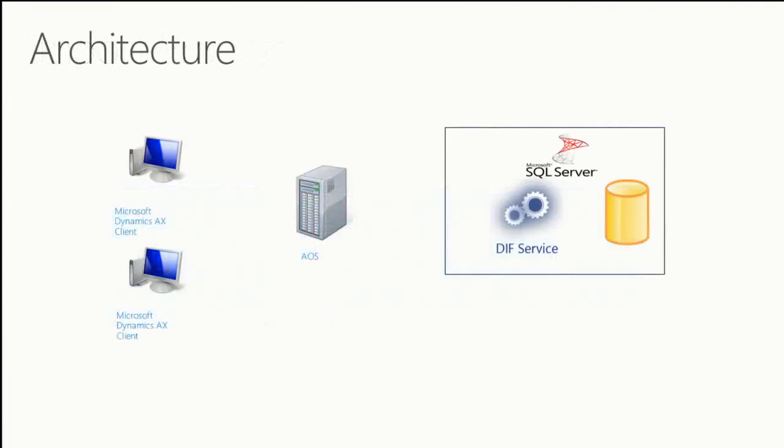The next thing I'm going to talk about briefly is the architecture related to the data import export framework. It's a 3-tier architecture, very similar to AX. You have client, you have AOS, you have SQL Server. Now the only thing which is changing is we have a service, the data import export framework service, on the SQL Server. Now why do we have that? For the import we use SSIS, SQL Server Integration Services.